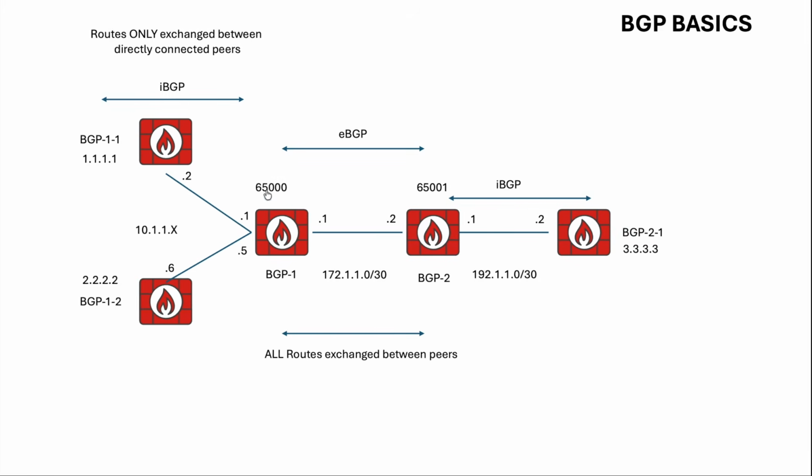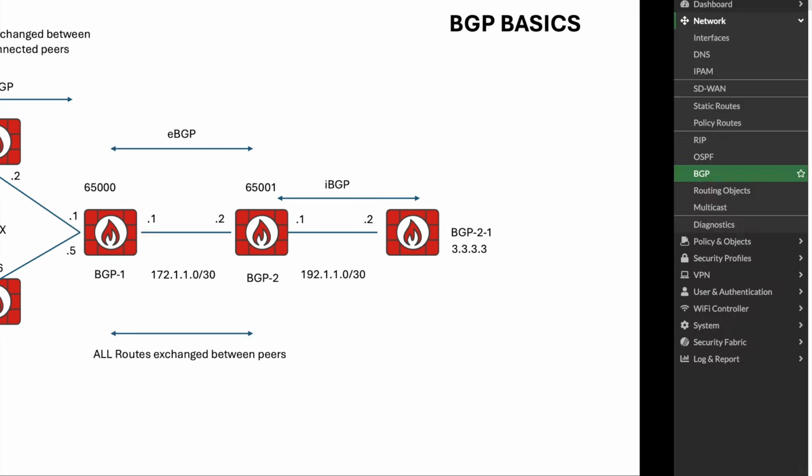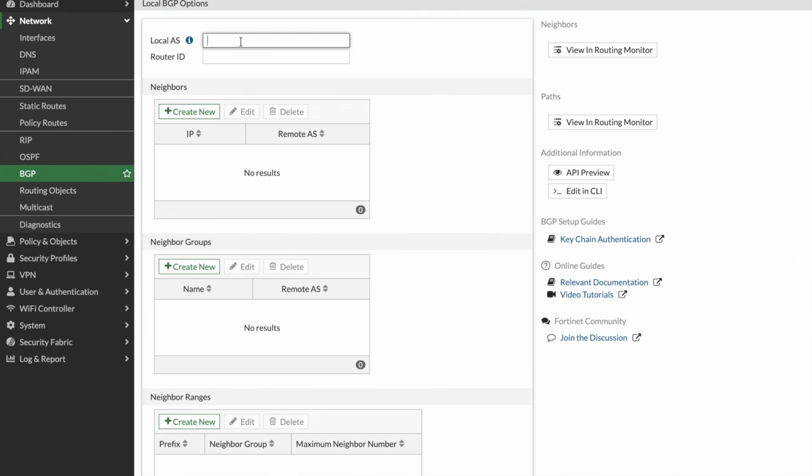And remember that here we've said that this is AS 65000. So we put in 65000. Now, if I don't put in a router ID here, it will simply take the lowest IP and use that as the router ID, and that's what I'm going to do for now.